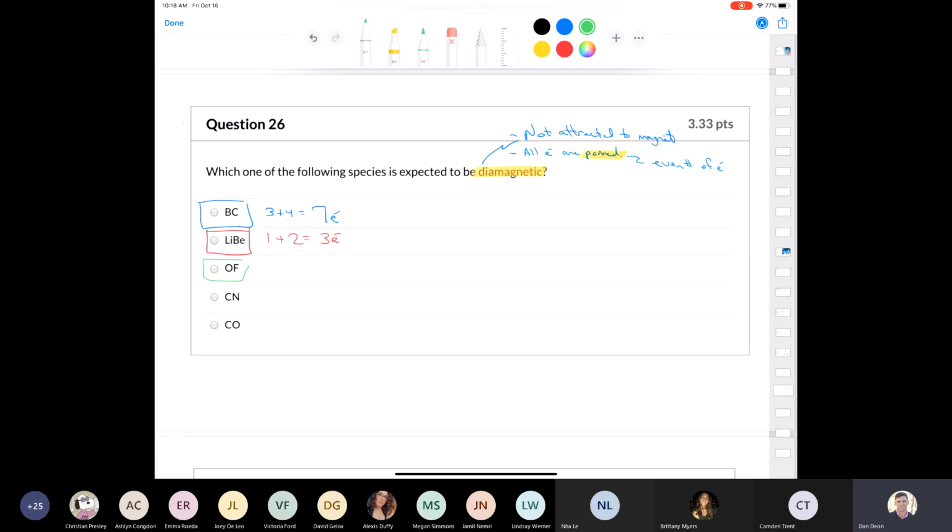We have oxygen and fluorine. Oxygen has 6 valence electrons. Fluorine has 7 valence electrons. That gives us 13 valence electrons. Again, cannot be diamagnetic. There's no way we can have an unpaired electron.